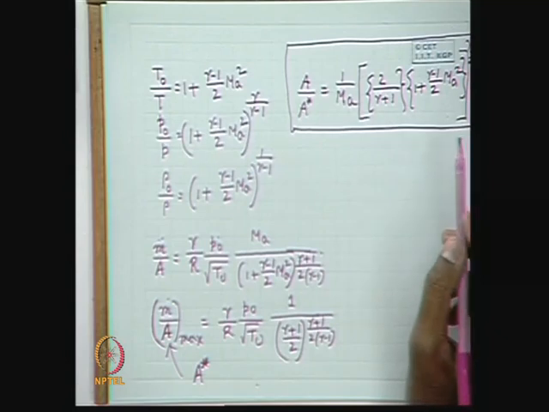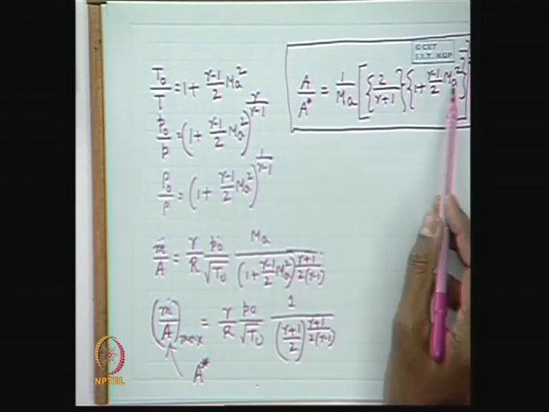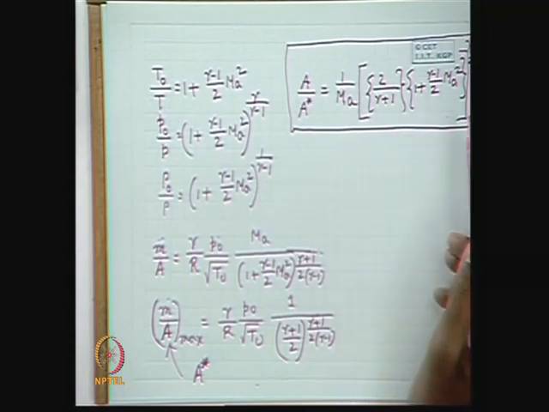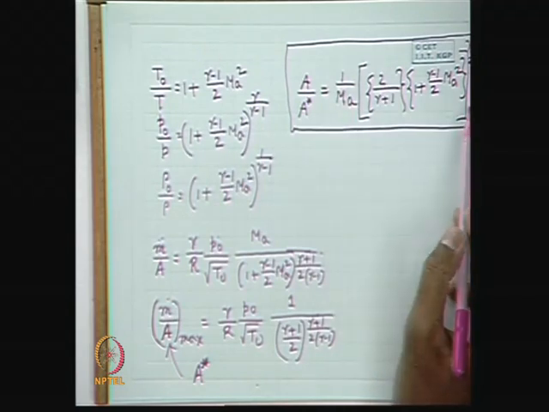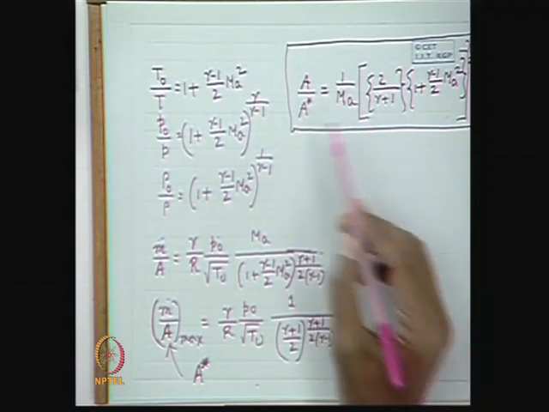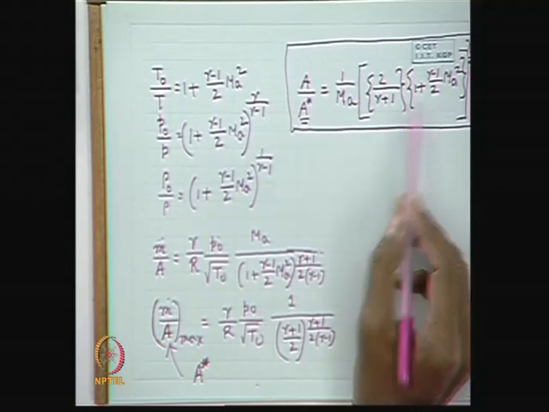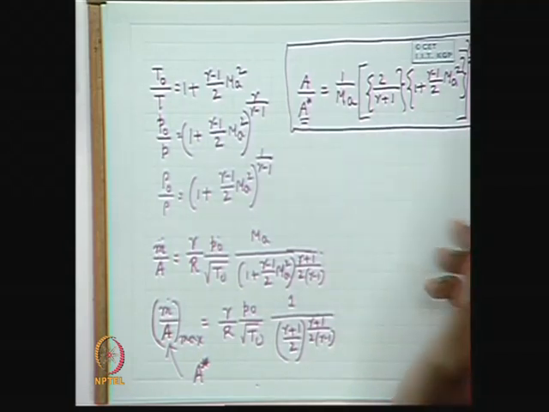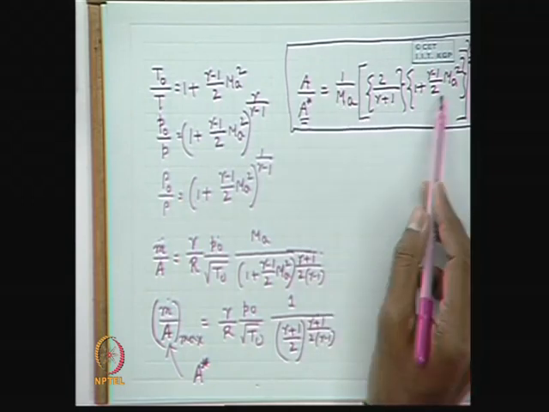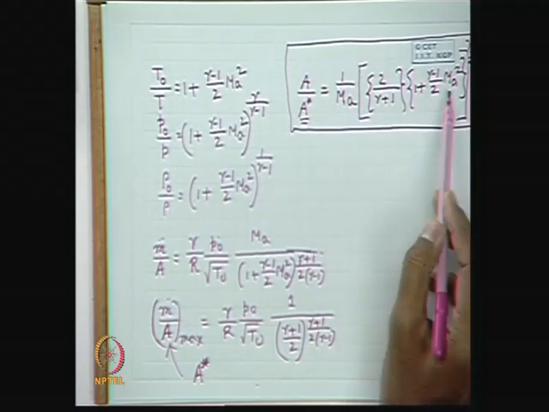There are two interesting things. For any value of Ma greater than 0, it may be either less than 1 or greater than 1, depending upon whether the flow is subsonic or supersonic. So for any such value of Ma, A by A star is always greater than 1. That means A star is the minimum area where Mach number 1 occurs. And another interesting fact, which we will discuss afterwards in relation to flow through a convergent divergent duct, is that for a given value of A by A star, Ma has two values. This is a quadratic equation in Ma square.